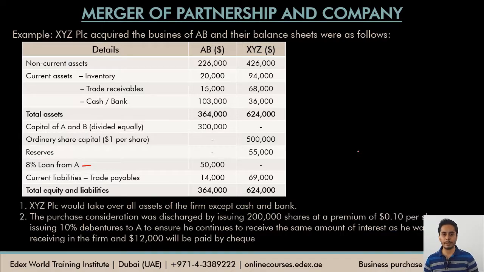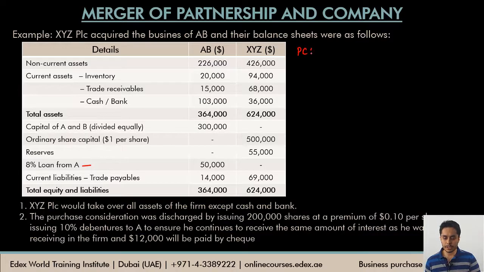And 12,000 will be paid by check. So when we take the total discharge of purchase consideration by each of these methods and add it, we will arrive at the total purchase consideration. We will deduct the value of net assets from the purchase consideration and calculate goodwill. Then only we can go ahead and prepare the balance sheet. Let's find out the total purchase consideration first.